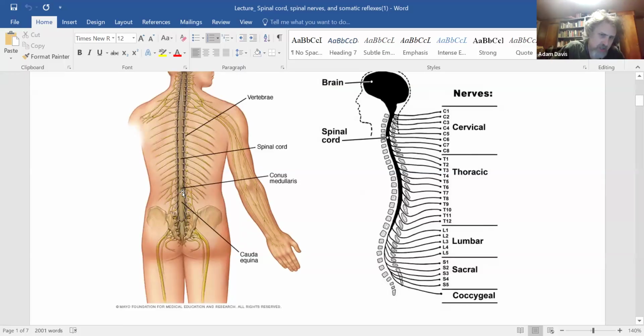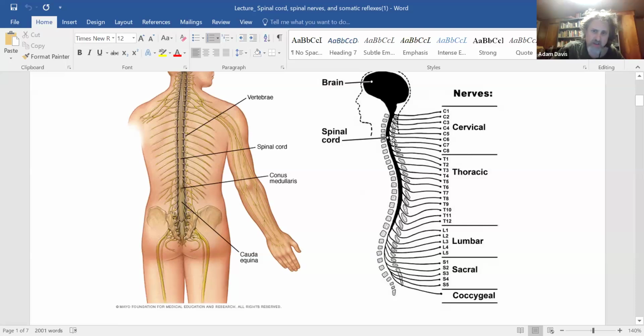So yeah, you can see that we terminate the spinal cord right here about L1, and there are the nerve fibers of the cauda equina extending down towards the pelvis. And there's the conus medullaris, that little cone-shaped mass right there.